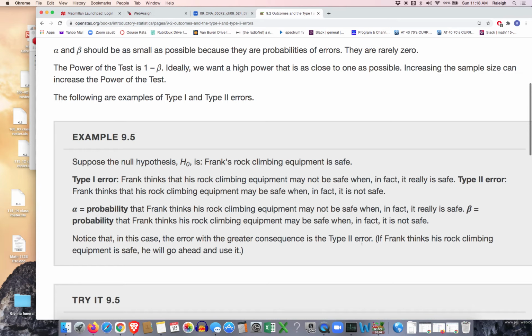Better to be safe than sorry, although it would be an error of sorts to skip your long-awaited vacation just because you're paranoid about your equipment. But that would be better than perhaps dying when you actually thought you had safety and you didn't, or severe injury, something like that.